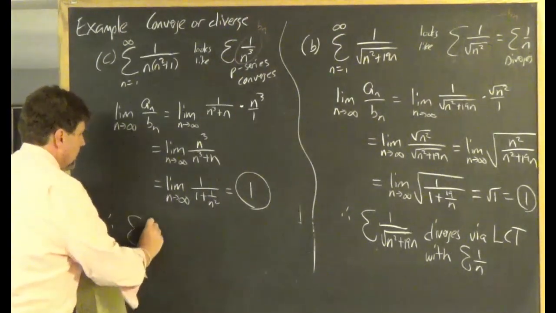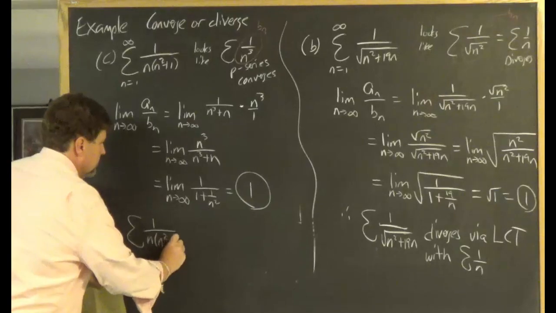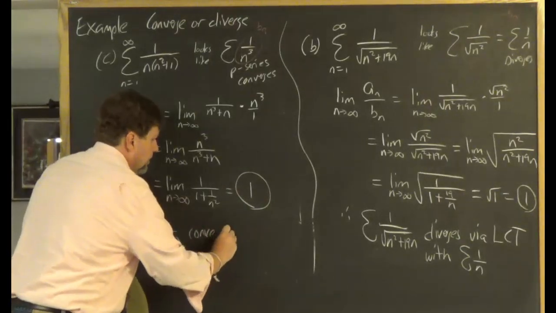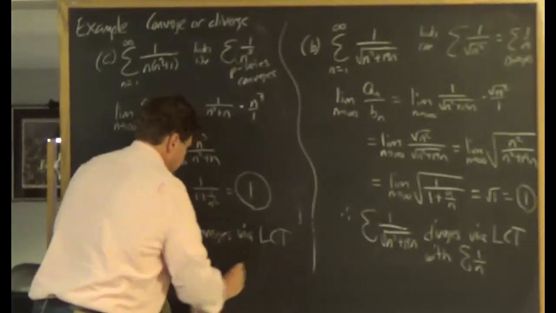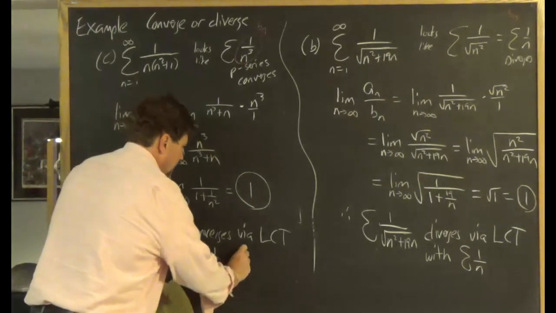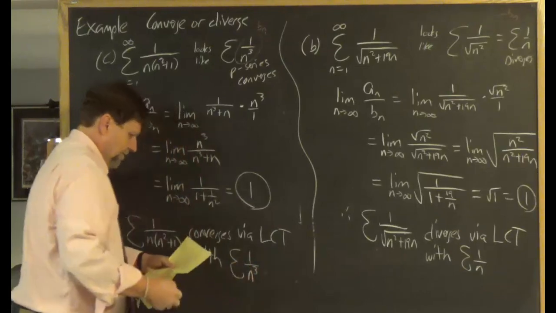So our conclusion: the series 1 over n times n squared plus 1 converges, thanks to the limit comparison test with the known convergent p-series 1 over n cubed.